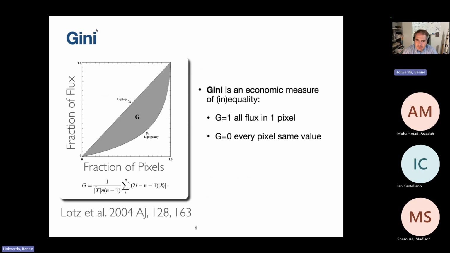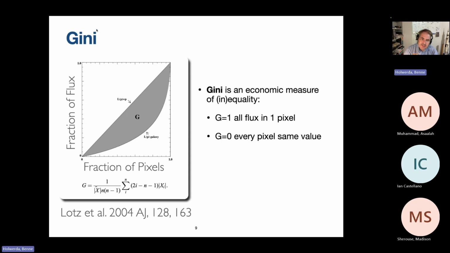We also have something called the Gini parameter. If you ever took an economics class, this is a measure of inequality. So if G is 1, all the flux is in 1 pixel. Take the fraction of pixels on the x-axis and the fraction of flux on the y-axis. If I only go up to 100% of the flux at the last step, from 99 to 100, that means all the flux was sitting in 1 pixel. It's a very unequal distribution.